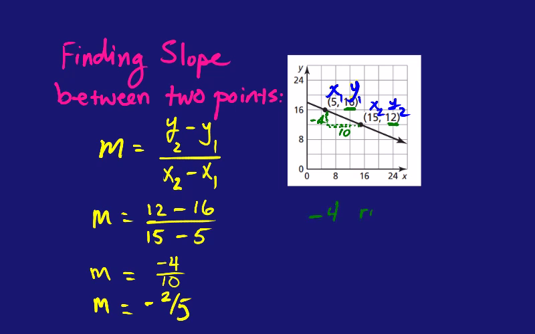Negative 4 is the rise part, even though it went down. And then over 10, which is the run part, still getting you a slope of negative 2/5. So either way, you can get negative 2/5. Some people like looking at the graph. Some people like using the formula. It's just up to you. So let's try one more.